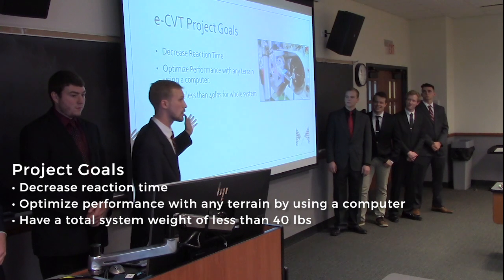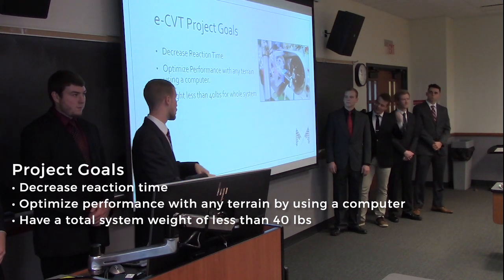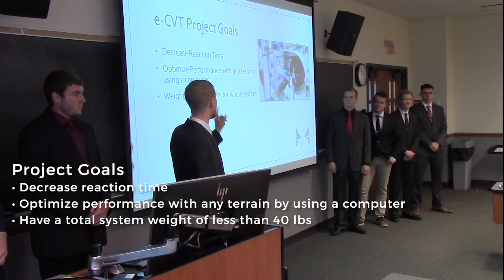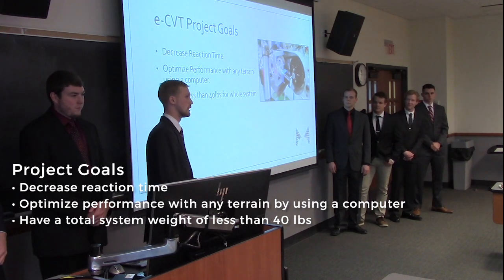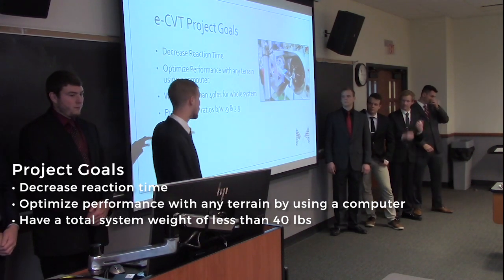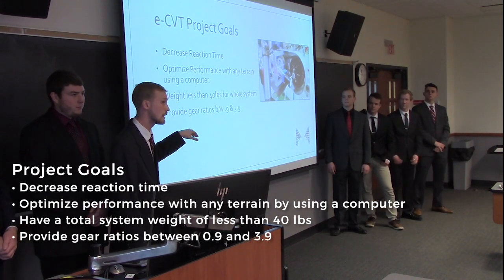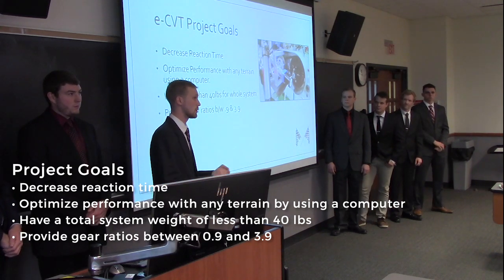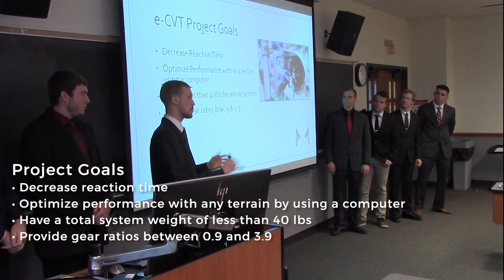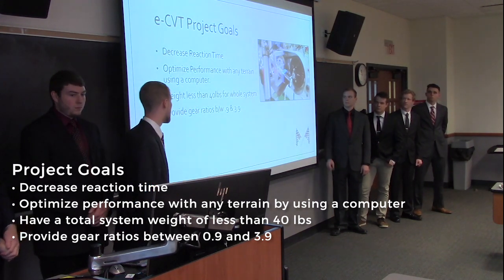We have some other weight requirements. We want to decrease the weight of the overall car. So we want to have our weight of all the systems we're adding below 40 pounds. That's what the current weight of the components that we're trying to replace is. We want to provide gear ratios between 0.9 and 3.9 to keep it similar to the secondary, which we're not changing at all. That was the blue pulley halves that you saw in the diagram above.